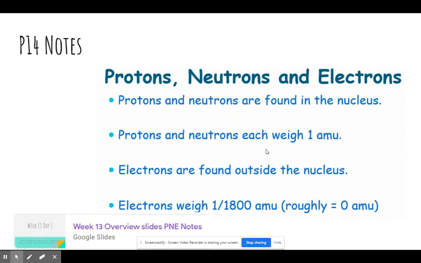Protons and neutrons are found in the nucleus. I know you know that, but you learned that in 8th grade. You've slept since then. So protons and neutrons each weigh 1 atomic mass unit. It's because we don't want to say they weigh 1.67 times 10 to the negative 27th kilograms, which is terrible. But I can do math with 1. Electrons, even though protons weigh 1, electrons are still 0, because if you put 1 divided by 1800 in your calculator, you're going to get something really, really close to 0. So we just don't even count electrons.